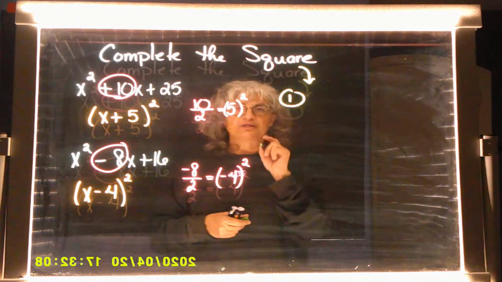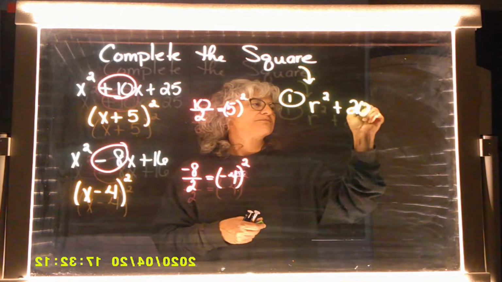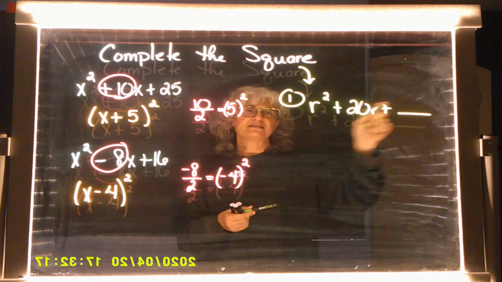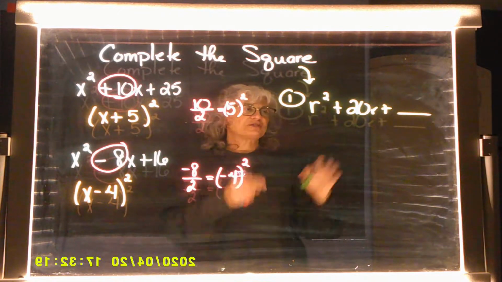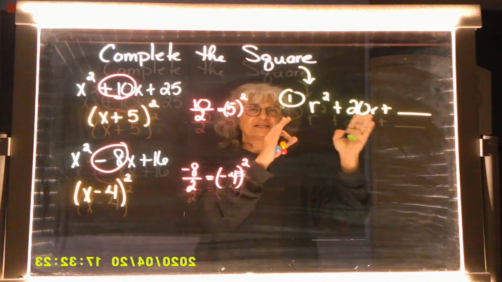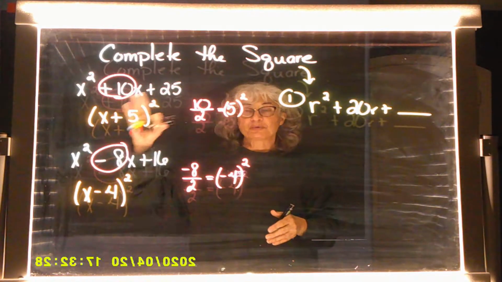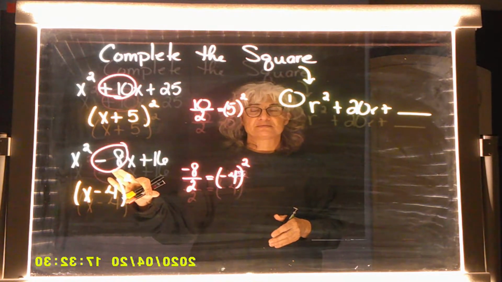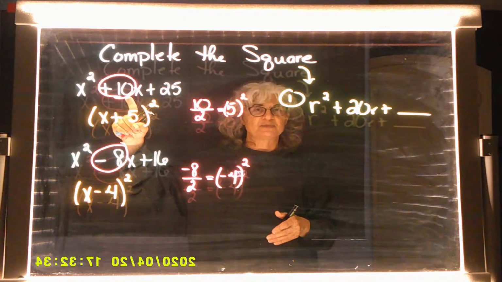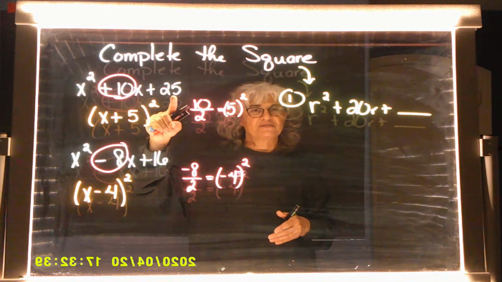I'd like you to complete the square. I need to know what this last number is going to be if it's going to be a perfect trinomial, so it factors to something times itself. Now look at these two over here. Remember what happened. This number you found was half of this middle number, wasn't it? And then when you squared it, you got this 25, don't you?